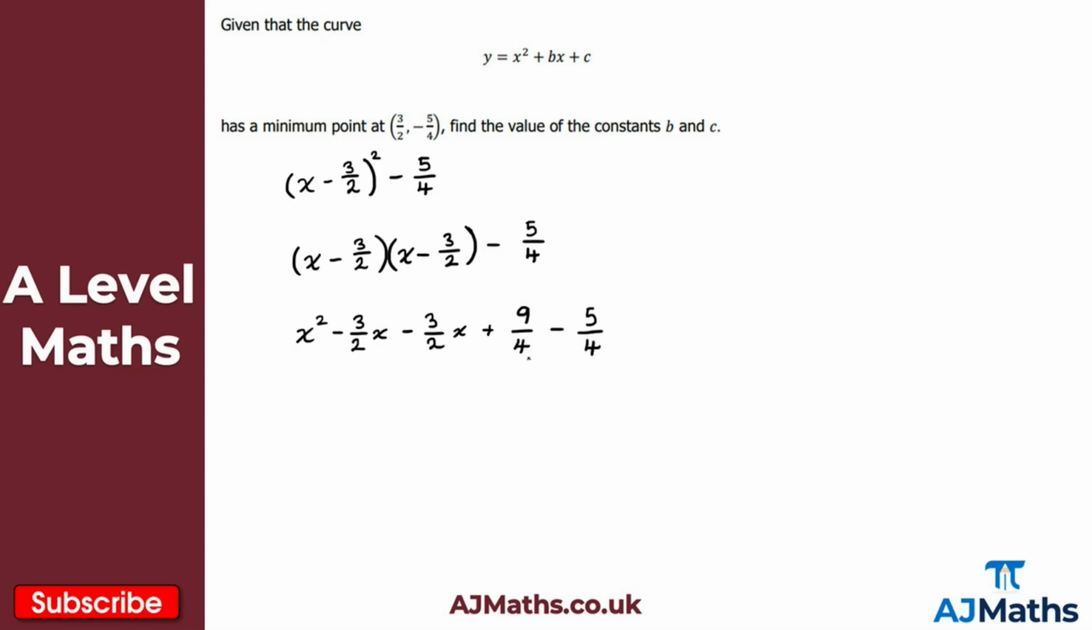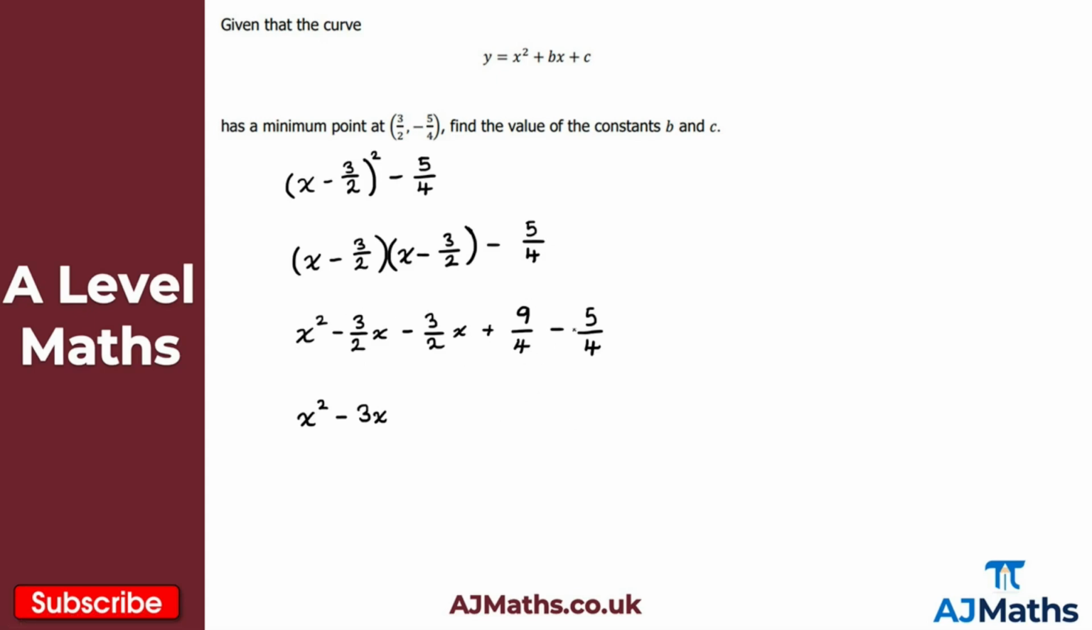So if we clean this up here, well, it's just an x squared. We can't do anything with that, so that just stays as it is. We've got x squared. Now I've got minus 3 over 2x minus 3 over 2x, so this is just the same as minus 1.5x minus 1.5x. In total then, we've got minus 3x. Or you could just use a calculator here as well. That's absolutely fine. A calculator is permitted.